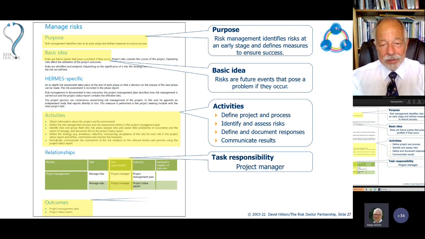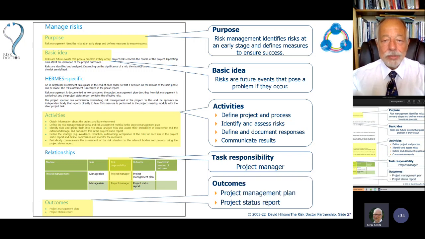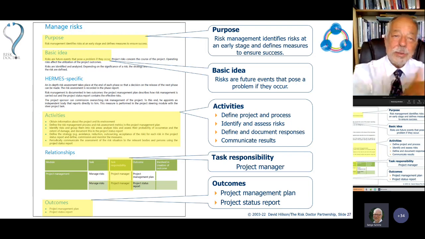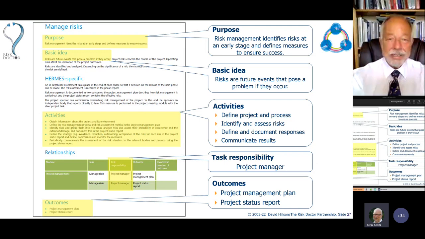And then the outcomes, according to Hermes, the outcomes of managed risks are the project management plan and the project status report. Well, that might be okay. Maybe we'll just have a section in each of those about risk. But maybe if we have a high risk project or a situation where things are changing rapidly or where we need some special attention, maybe that might not be enough. How about we compare these with the sorts of good practice or best practice that I've laid out earlier? Let's go back to that basic idea.